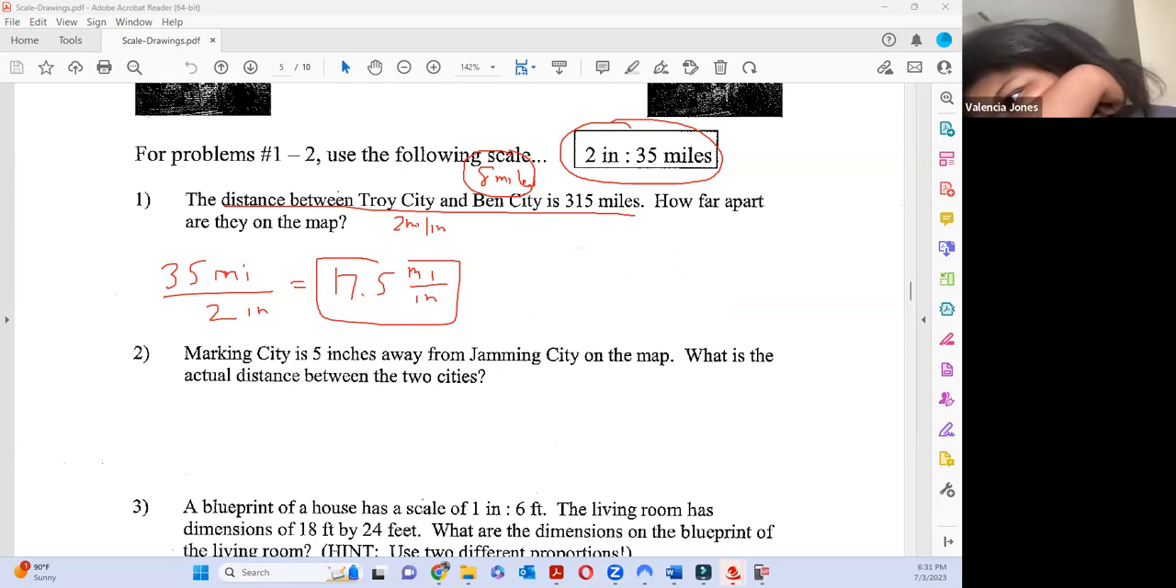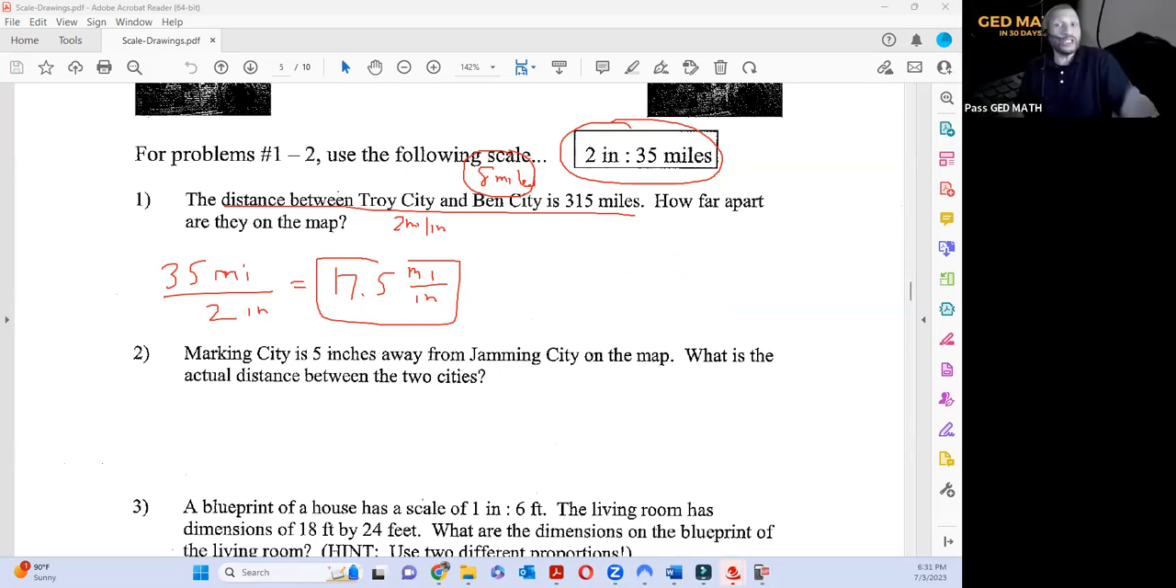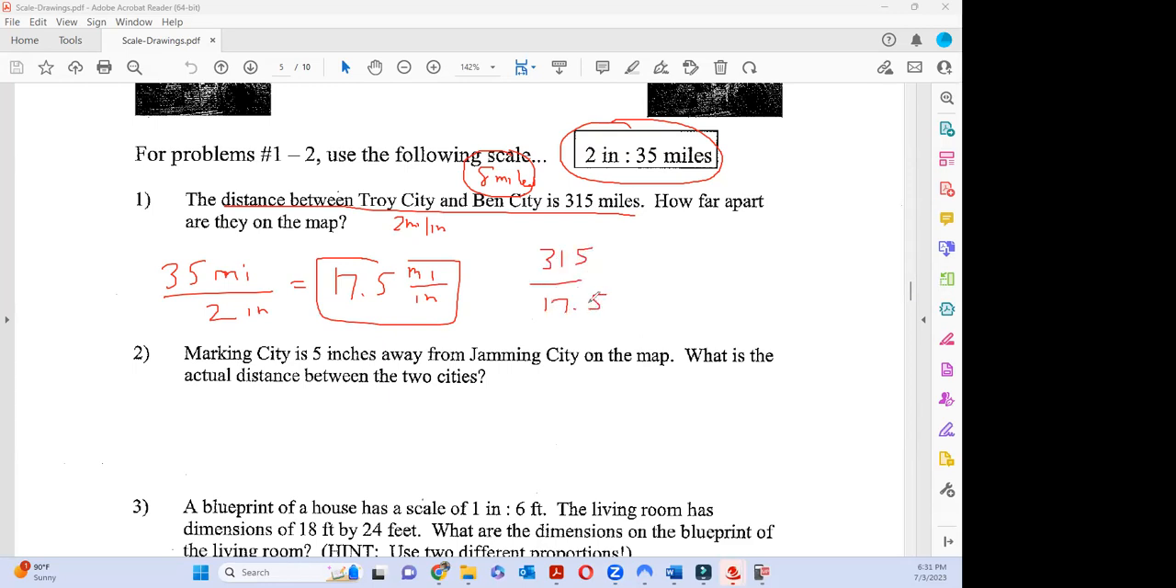So what happens is sometimes we are unsure when we're given big numbers. So make the number smaller so you can make sense out of it. So 315 divided by 17.5. And let's put that in our calculator. Somebody tell me what we get. 15 inches. So how do you know what's inches? Because this is miles and this is miles per inch.